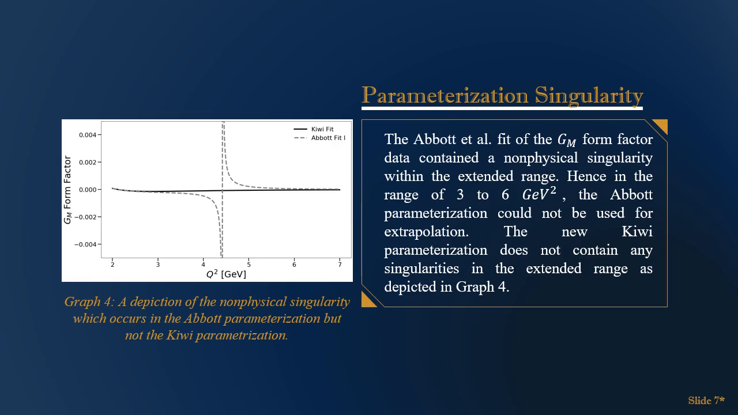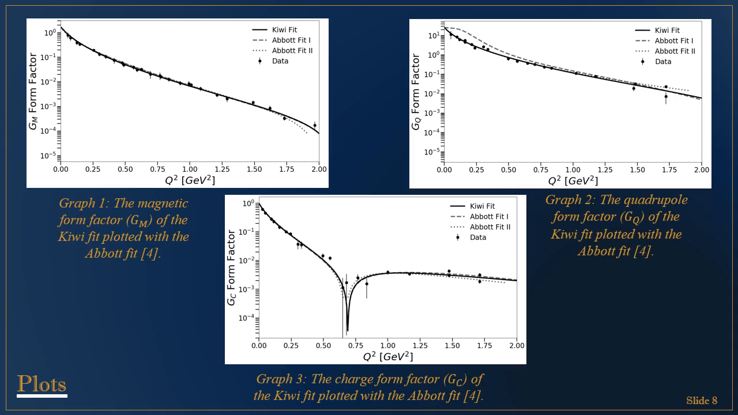As you can see here, the Abbott fit 1, when approaching the values between 4 and 5 GeV squared for the magnetic form factor Gm, has a singularity, but the Kiwi fit does not contain the singularity for extended ranges.